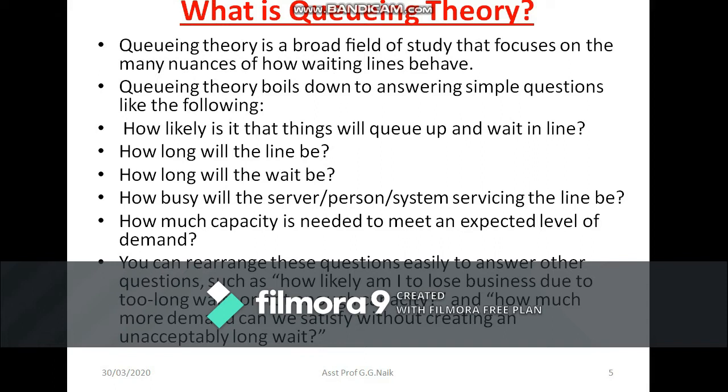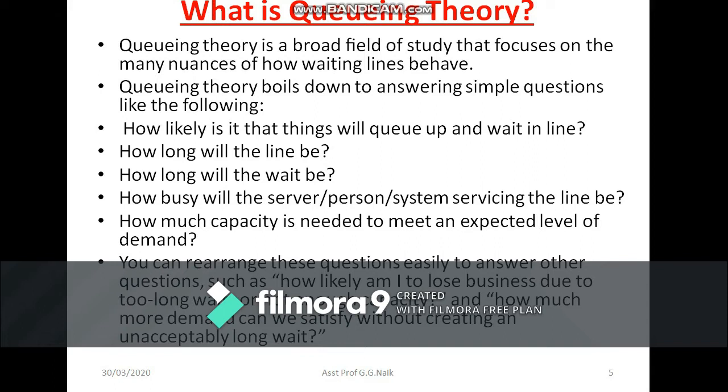How long will the wait be? How busy will the server, person, or system servicing the line be? How much capacity is needed to meet an expected level of demand? And if you rearrange this type of questions to answer other questions such as, how likely am I to lose business due to too long waits or not enough capacity?